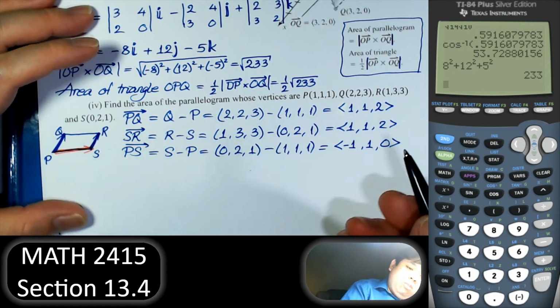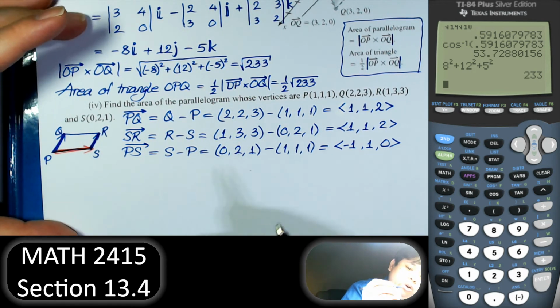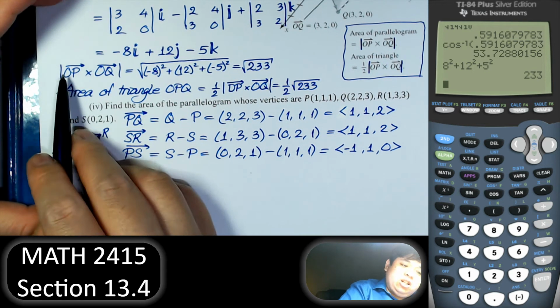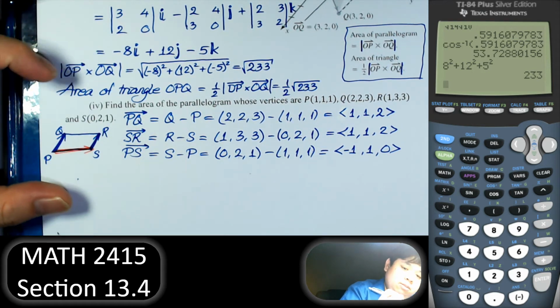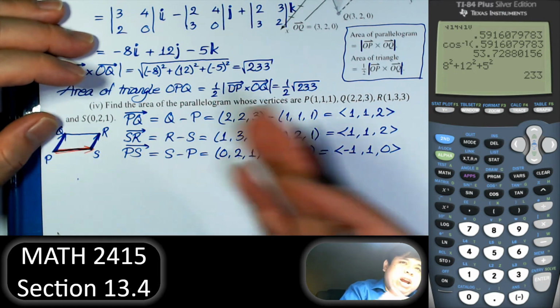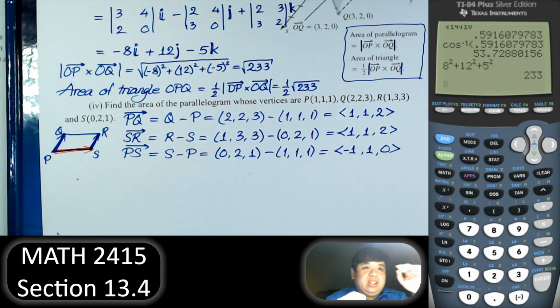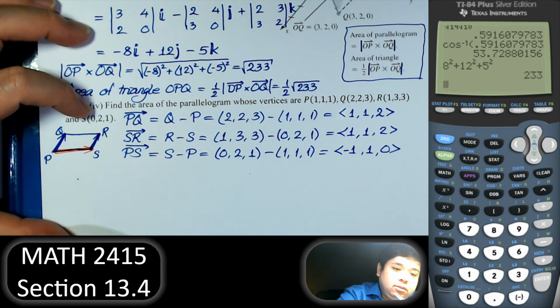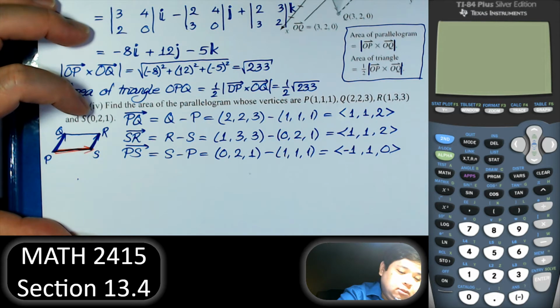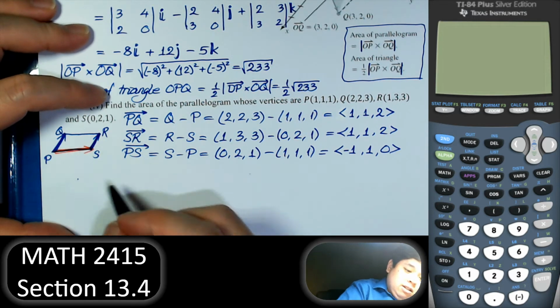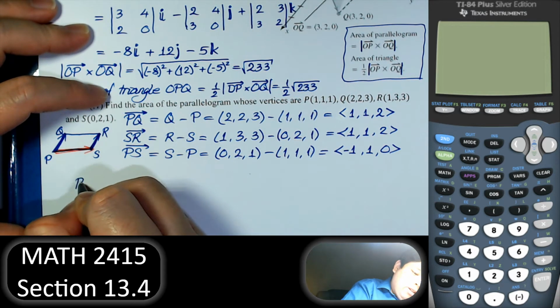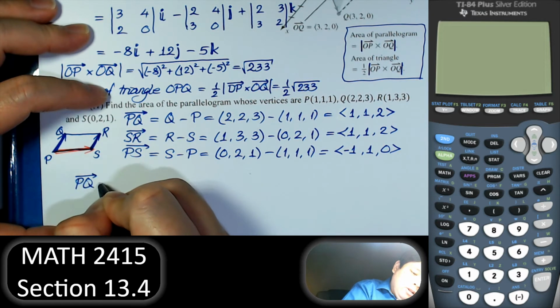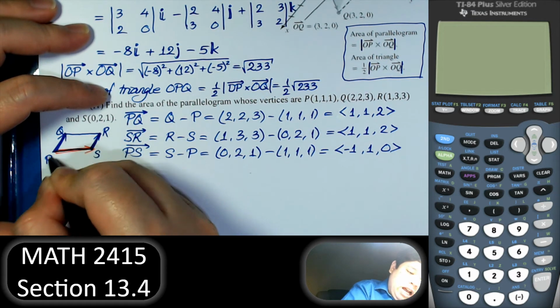And then the area of the parallelogram. First we do the cross product and then we find the magnitude. Of course, we can find the magnitudes and then multiply by the sine of the angle between them. That works out just fine. But like I said, just do the cross product first. PQ cross PS, adjacent sides.